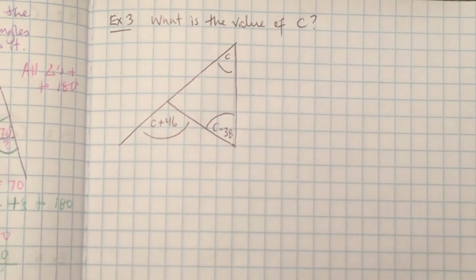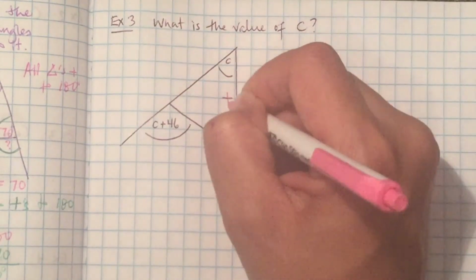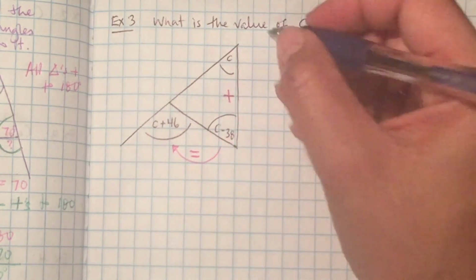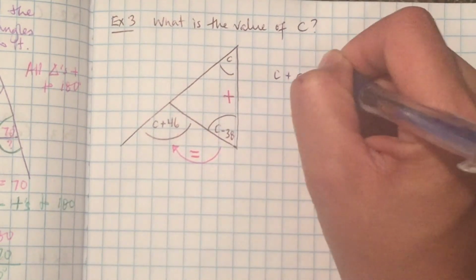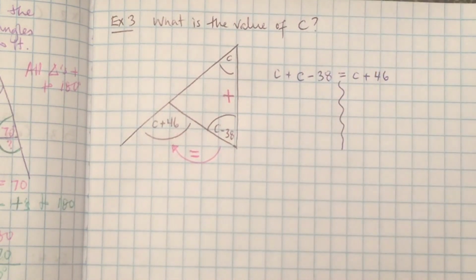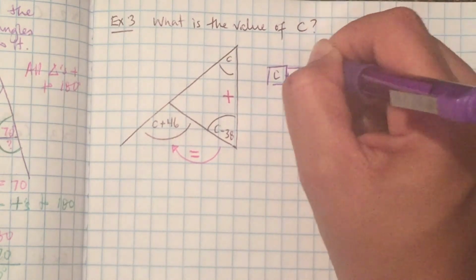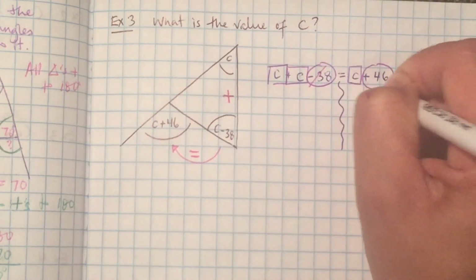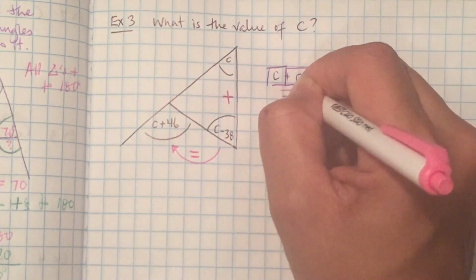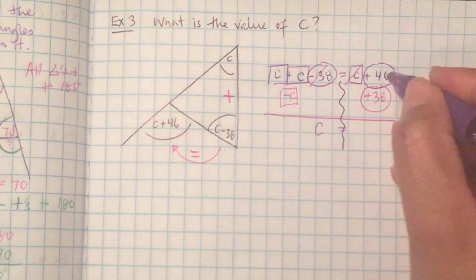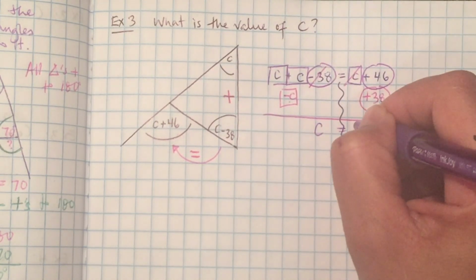We're going to say C, even though it's letters, C plus C minus 38 equals C plus 46, because all they've done is substitute with letters. It's not a big deal. Don't panic. Then let's solve the equation. Boxes and circles. What can we move? We can move negative 38, crosses the river, becomes positive 38. You can move C, crosses the river, becomes negative C. C plus C minus C is going to be C. 46 plus 38 is going to be 84. And there you have it.